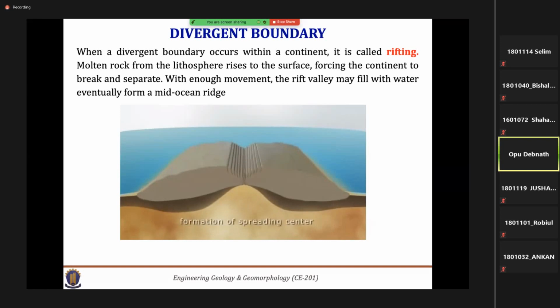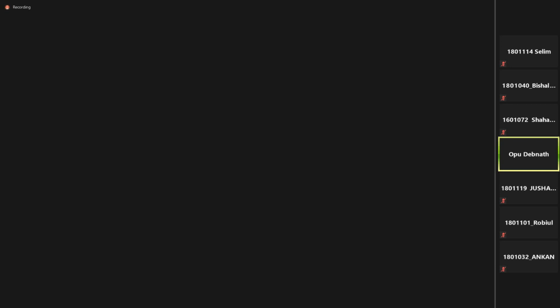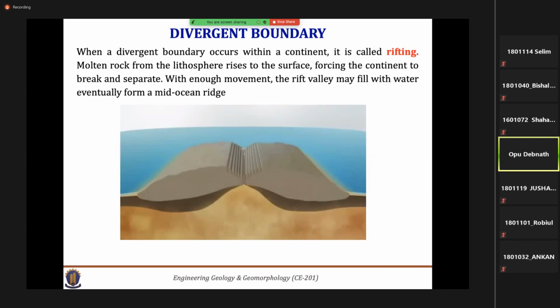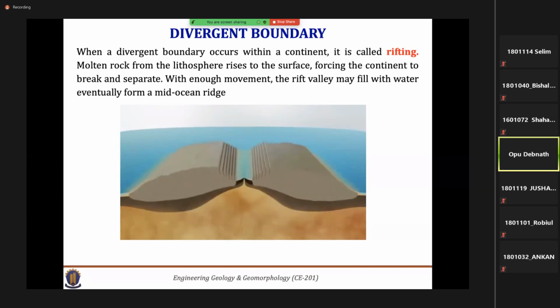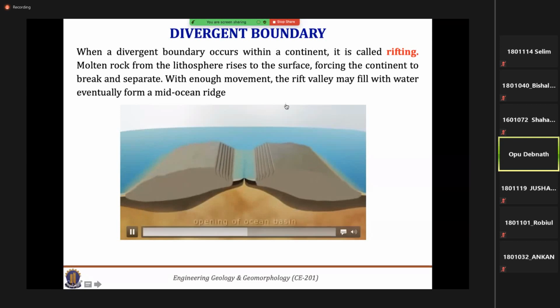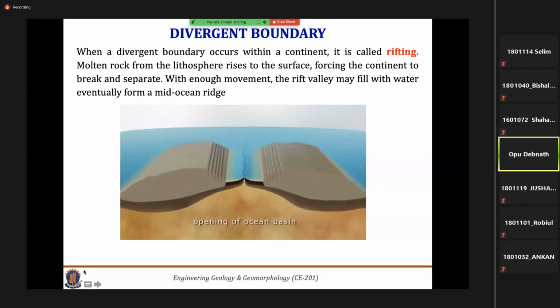And the molten rock from the lithosphere rises to the surface, forcing the continents to break and separate. With enough movement, a rift valley is created. Look at this image, this is a rift valley. The valley is eventually filled with water, and this forms mid-ocean ridges. These types of ridges or valleys are created along the ocean bed, and this is known as the mid-ocean ridge, which is created due to a divergent plate boundary.